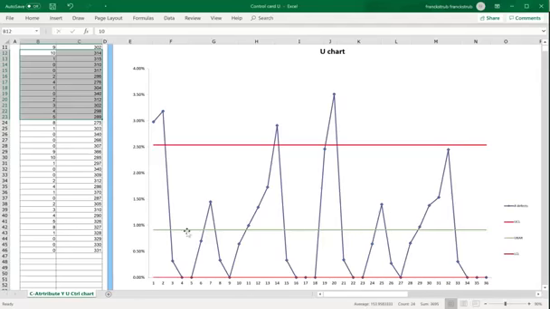So if I have an average and I take 3 times the standard deviation, I will have what we call the upper control limit of the U chart. And here, the lower control limit, which is limited to 0%, of course. The same thing applies on all control charts. If the points that I am looking at on the control chart are within the control limits, I am in control, my process is in control.